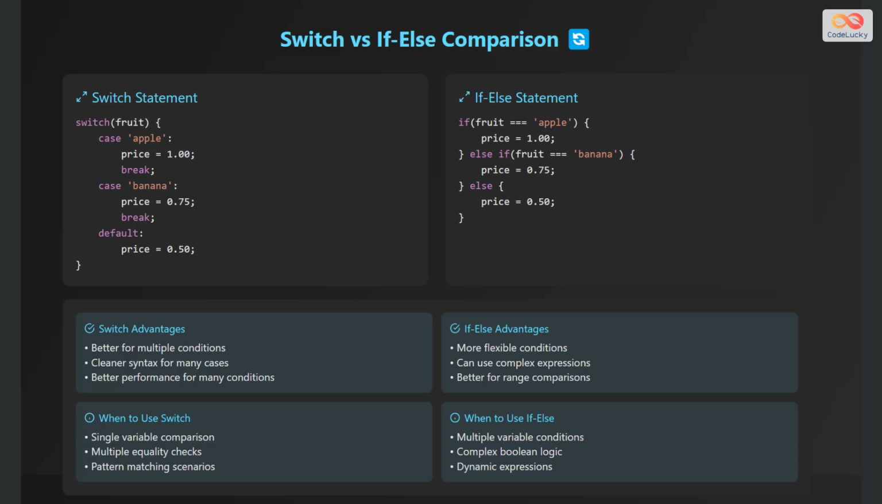For example, a switch statement will check the value of the variable fruit against various cases like apple and banana, and assign their respective prices to the variable price. The if-else construct will achieve the same result by using conditions and comparisons.